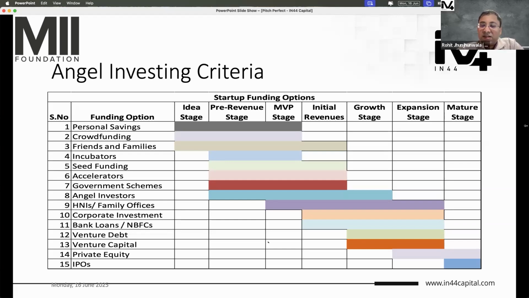So an angel investor typically invests from MVP stage to a growth stage company, as this slide showcases. Very rarely will they invest in idea stages. Having said that, you have investors who will back ideas, but this slide is made on an average. So, on an average, they will invest from pre revenue stages like a POC or an MVP all the way till growth stages, right? And this is where the ticket sizes matter.